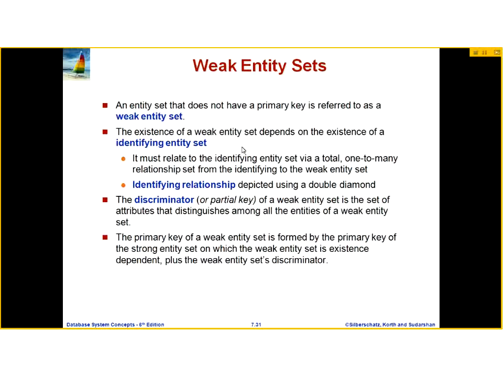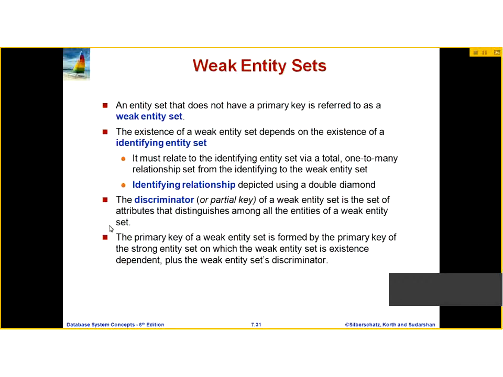The existence of a weak entity set depends on the existence of an identifying entity set. It must relate to the identifying entity set through a total one-to-many relationship set from the identifying to the weak entity set. An identifying relationship is depicted using a double diamond.